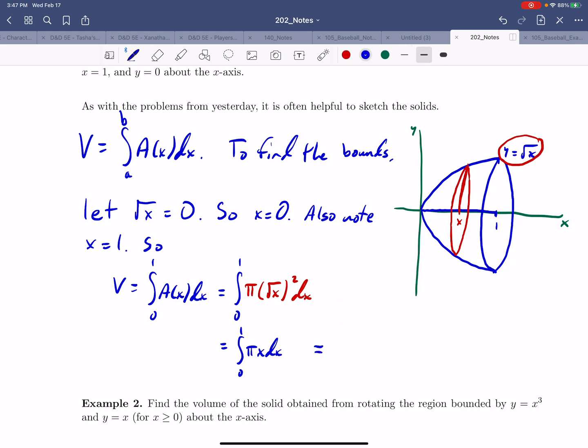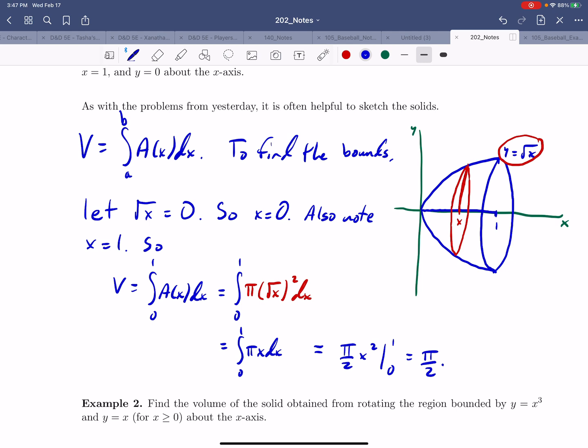We can just say, okay, this is going to be pi over 2 x squared from 0 to 1. And so we get as an answer that our area is pi over 2. Or sorry, that our volume is pi over 2, right? Over and out.